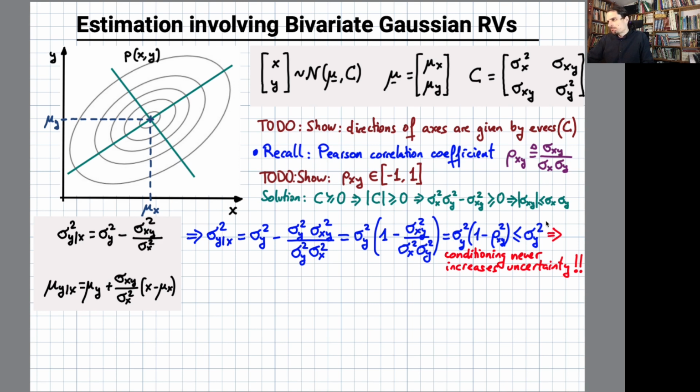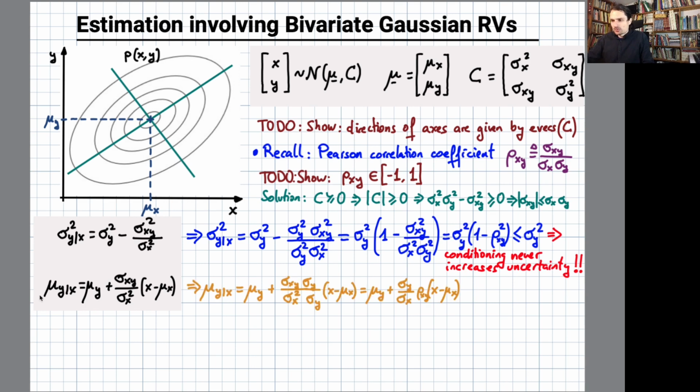And on the other hand, if the variables are uncorrelated, right, this is 0, and then both prior and posterior variances are the same, which means that we haven't gained any information by observing x, okay? X doesn't say anything about y, and vice versa, obviously.